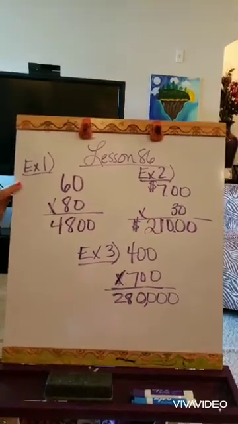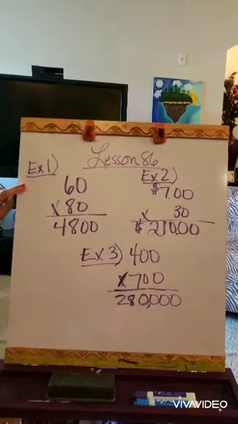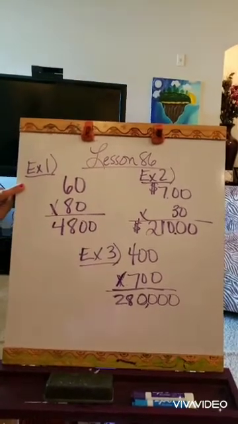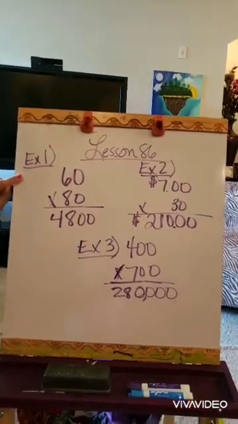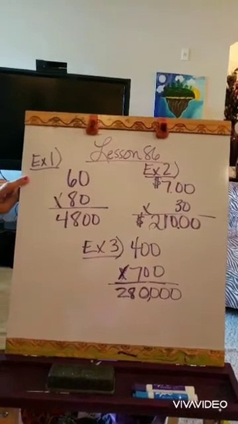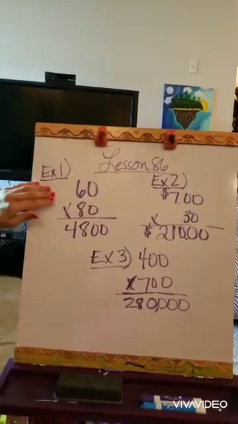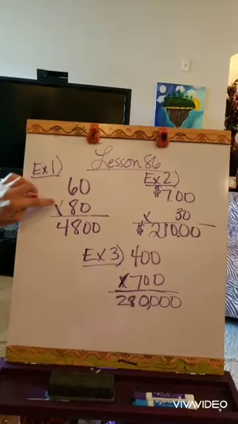For example 1, your problem says, in the weightlifting room, a group of football players lifted 80 pounds of weight 60 times. How many pounds of weight did the players lift altogether? So you're basically going to look at the problem, which is 60 times 80.